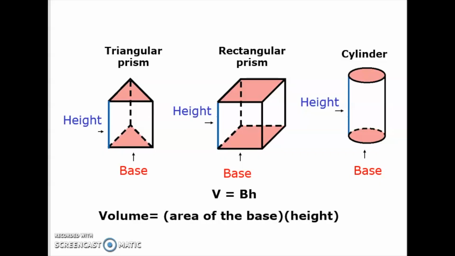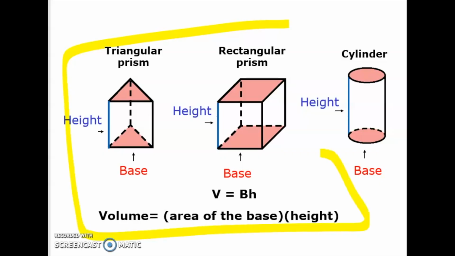Today we're going to focus on prisms, particularly triangular prisms and rectangular prisms. So these are going to be our focus today. We will talk a tiny bit about cylinders, but those are going to be a whole other lesson, although it is really just a slightly different type of prism. As you can see, it just has a circle on the base instead of a polygon. So our formula is area of the base times height.